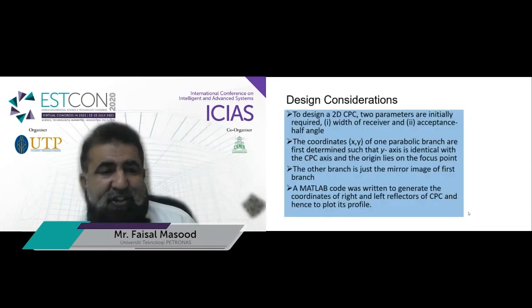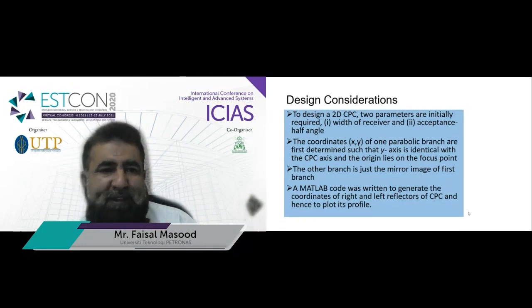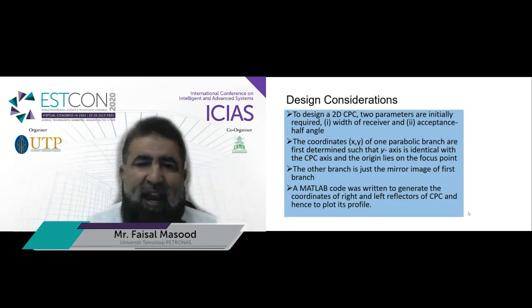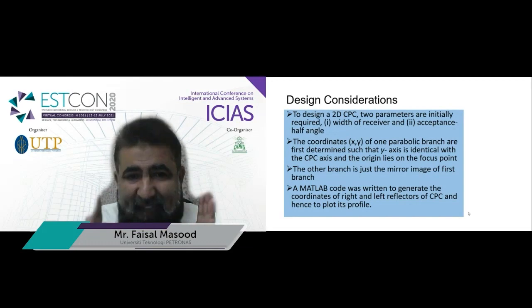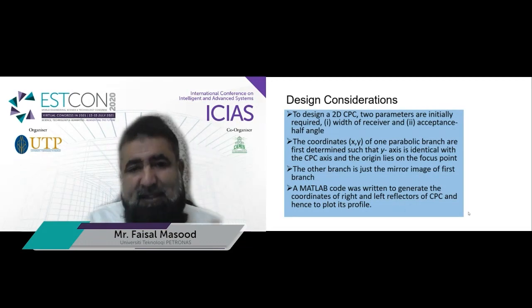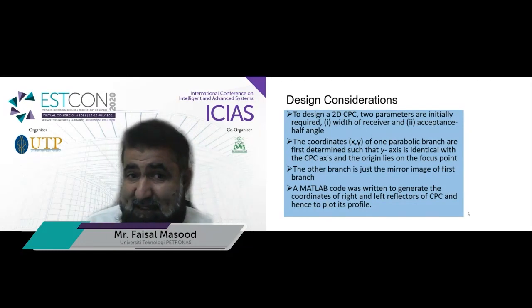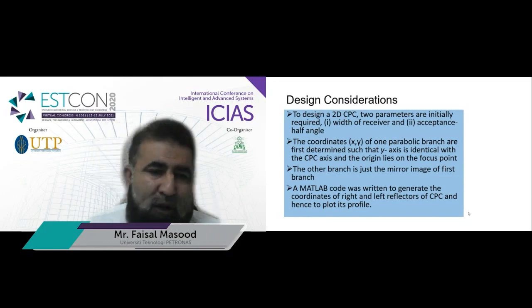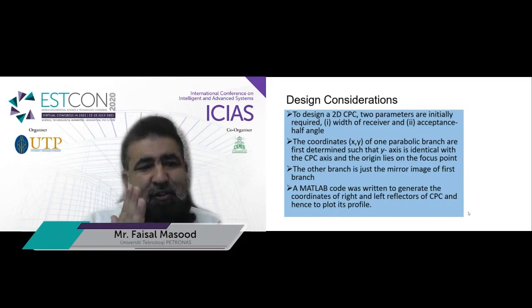Design considerations. When we want to design a 2D CPC, initially we need two parameters. First is the width of the receiver and second is the acceptance half angle. We have to make a choice of these two parameters. Then the coordinates of one parabolic branch are determined such that the y-axis is identical with the central CPC axis and the origin lies on the focus point. The other branch is just the mirror image of the first branch.